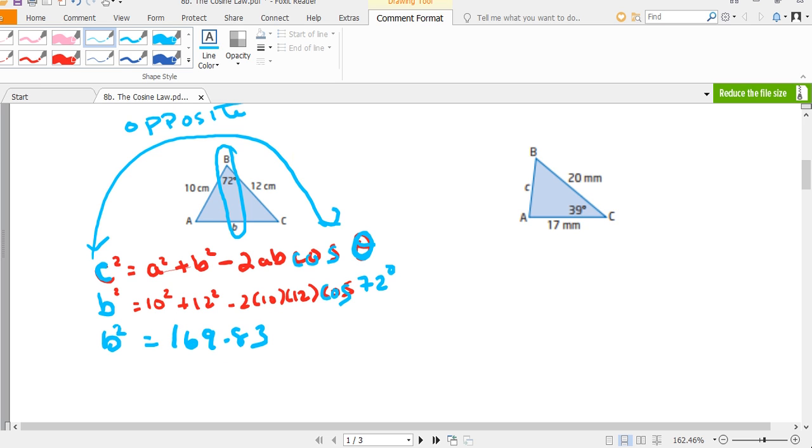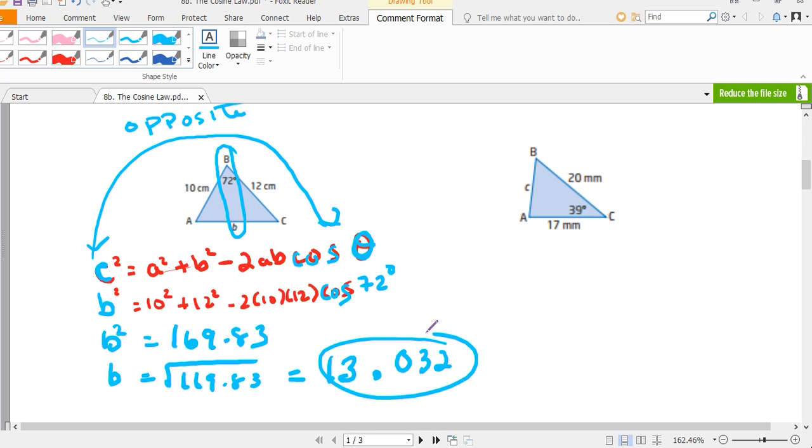Okay? Now 10, 12, doesn't matter which is A, which is B. No, because 12 squared plus 10 squared would be the same thing. Same thing here. 10 times 12, 12 times 10 means the same thing. So B then just equals the square root of this, and that would be the length of B. And that's it. So square root of 169.83. So B equals 13.032. Done.